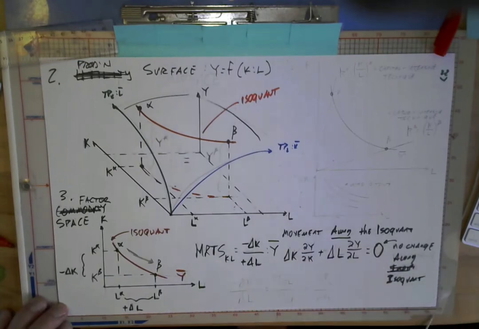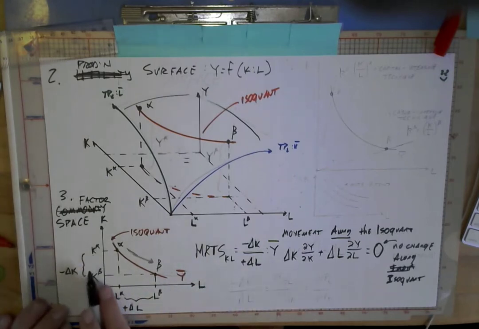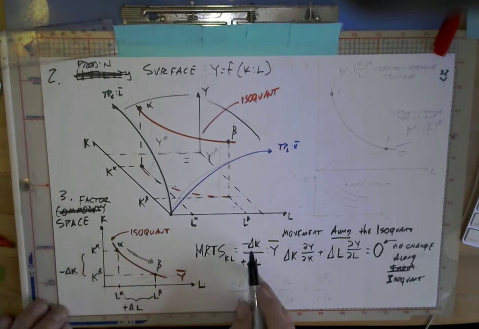Which means, when you solve for this, remember your marginal rate of technical substitution is the quantity of capital given up in exchange for labor received such that we remain on the same isoquant and produce the same output. That's going to be negative delta K over positive delta L. When you solve for this, you get negative delta K over positive delta L.